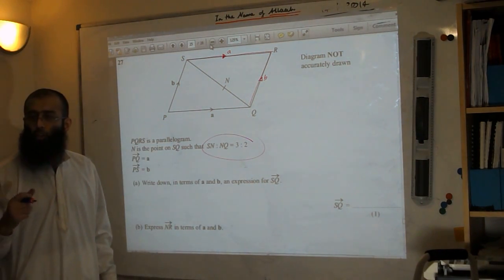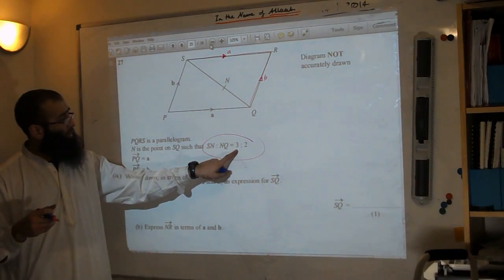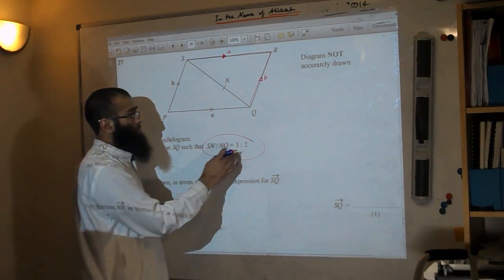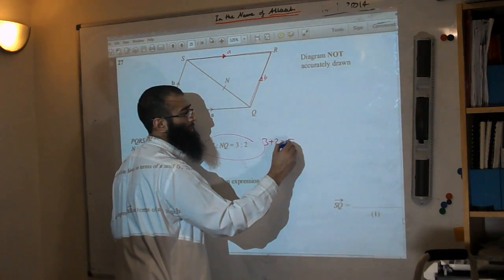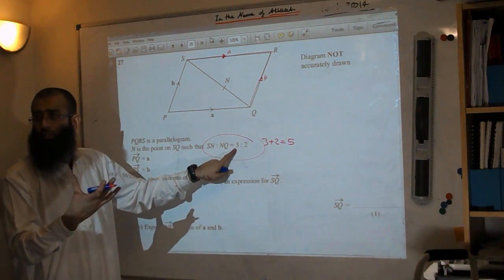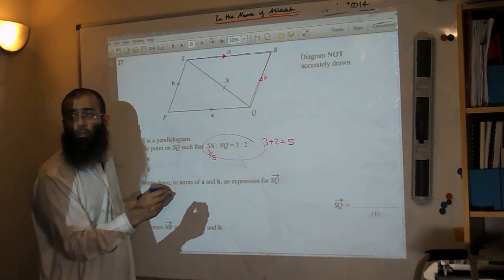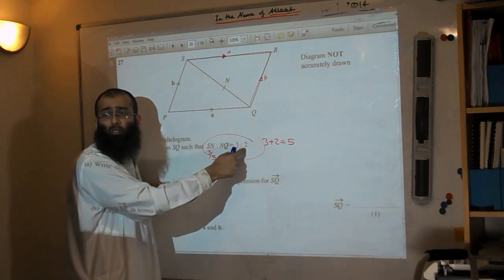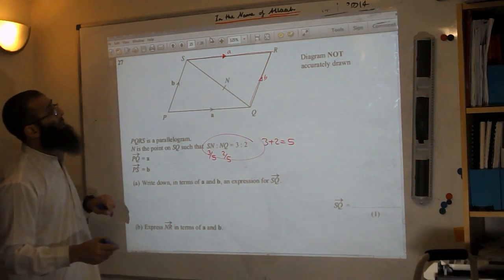They don't understand the ratio properly. Now, S to N to Q is 3 to 2. We've got a ratio of 3 to 2, so 3 add 2 is equal to 5. So the first part is 3 out of 5, yes? S to N is 3/5 of the ratio. N to Q has 2 parts of the ratio, which means it is 2/5 of the ratio.